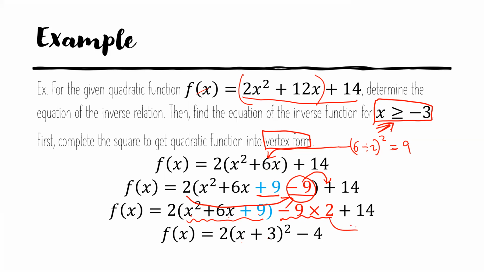And then over here, I'm just going to do this on the side. Negative 9 times 2 is negative 18. And of course, negative 18 plus 14 is negative 4. And that's how I ended up with negative 4, by the way, right there.